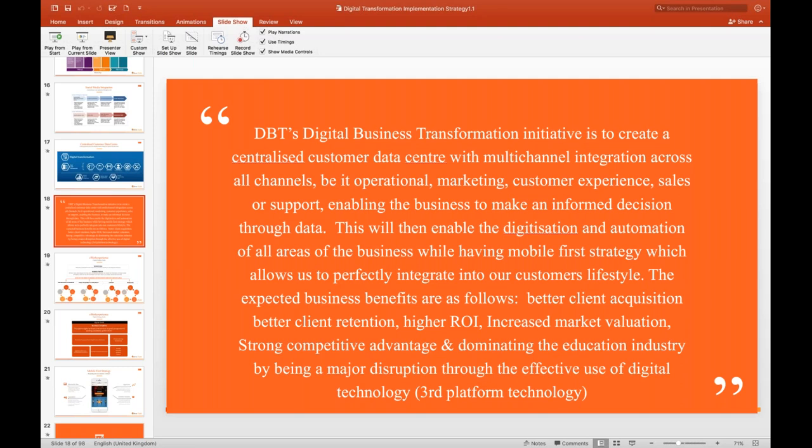This will enable the digitization and automation of all areas of the business while having a mobile first strategy, because 95% of our customers will be accessing us via their mobile platform, allowing us to perfectly integrate into our customers' lifestyle. The expected business benefits are as follows: better client retention, better client acquisition, higher return on investment, increased market valuation, strong competitive advantage, dominating the educational industry by being a major disruptor through the effective use of digital technology. That's top platform technology. I will explain to you what top platform technology is when your training starts.